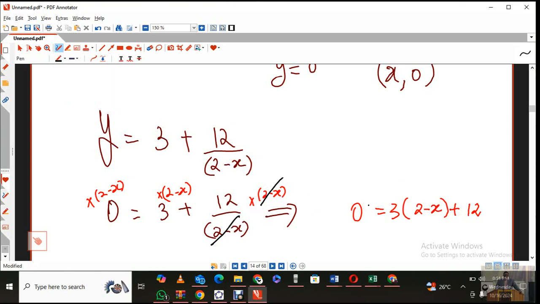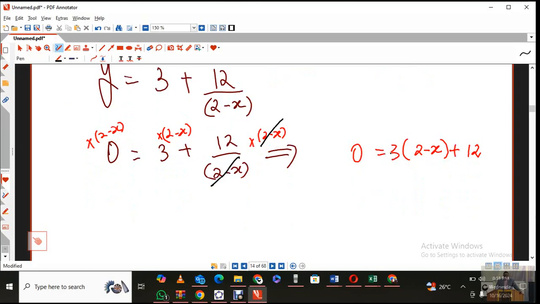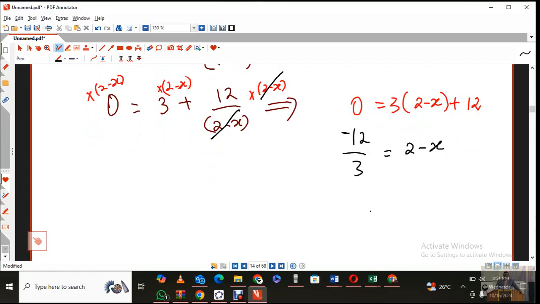Now, this equation makes a little bit more sense. I'm looking for the value of x. To do that, we are going to say, wait a minute, move that 12 over. It's minus 12 divided by 3, it's going to be 2 minus x. Please stick with me here. This is straightforward linear equations.